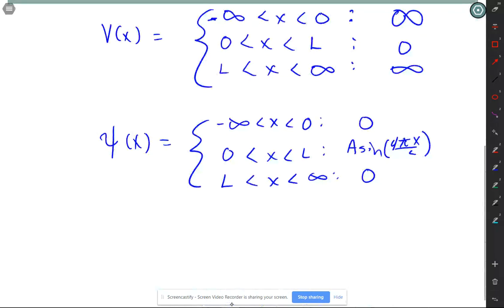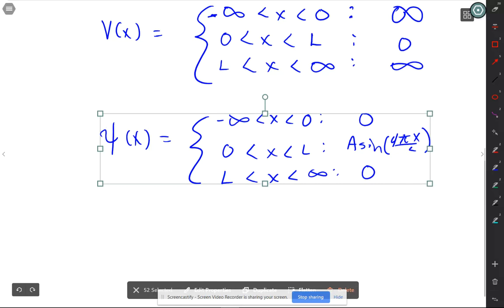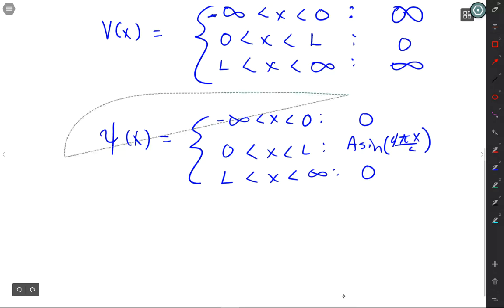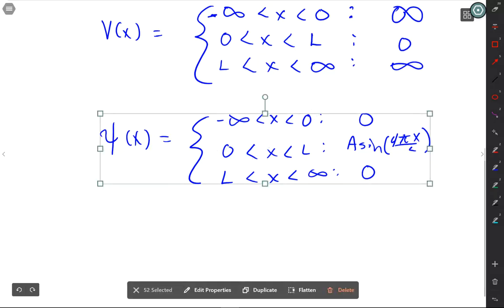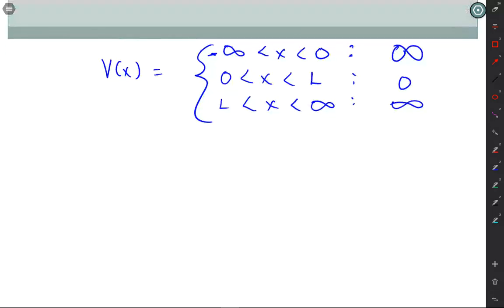I'm going to erase this lower part because that has to do with the solution that we're going to find. Okay, I thought I erased it. Delete. There we go.